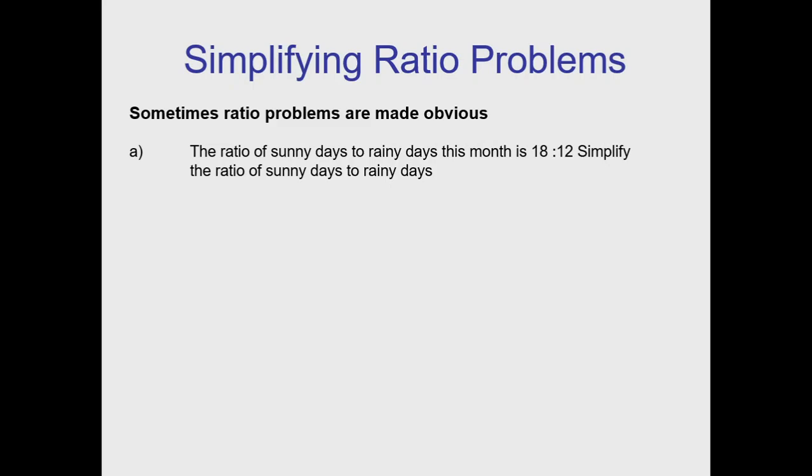Now, sometimes ratio problems are made obvious, like this one. The ratio of sunny days to rainy days this month is 18 to 12. This is easy because they gave us the ratio in the question. Simplify the ratio of sunny days to rainy days.